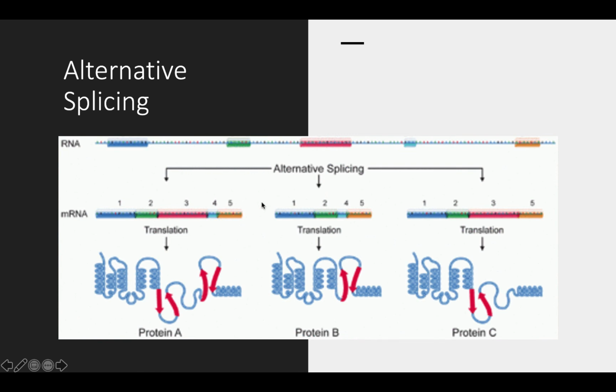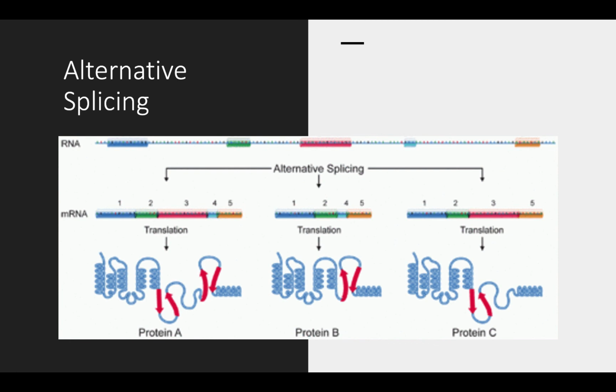You want to make mRNA from it. Now this is where the spliceosome acts. If you cut all the introns and keep all the exons, you make protein A. If you remove, for example, the third exon, you get another protein. If you remove the fourth, you get a third protein, and so on. You can make multiple proteins out of just one mRNA.